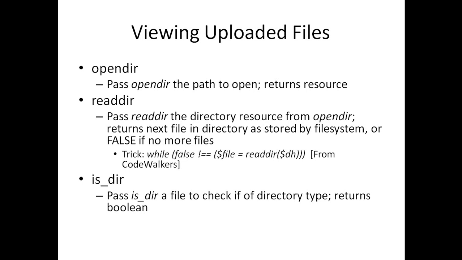So you can write code that says if it's not a directory by using isdir. Pass isdir a file to check if it's of a directory type, and it returns a boolean. So you can do this while, and you can do isdir on file, and if it is a directory, then don't do anything. Or if it's not a directory, so you can do not isdir on the file, then show it, that kind of thing.